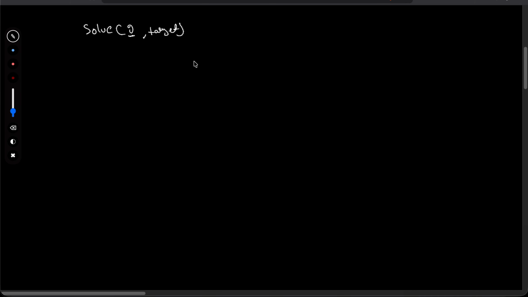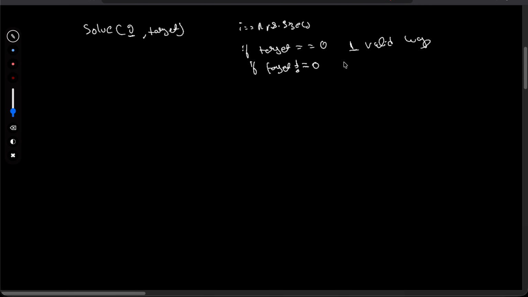The base case is when we reach the end of the array, if i is equal to nums.size(). No numbers are left here. So if target is equal to 0, we found one valid way. If target is not equal to 0, then it is not a valid way.